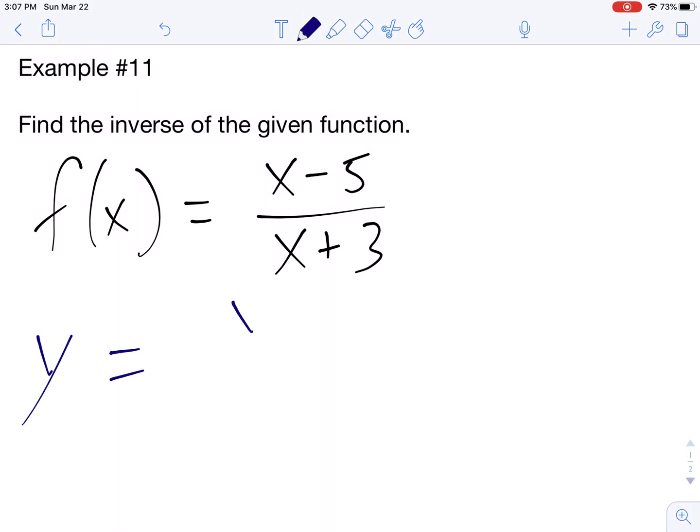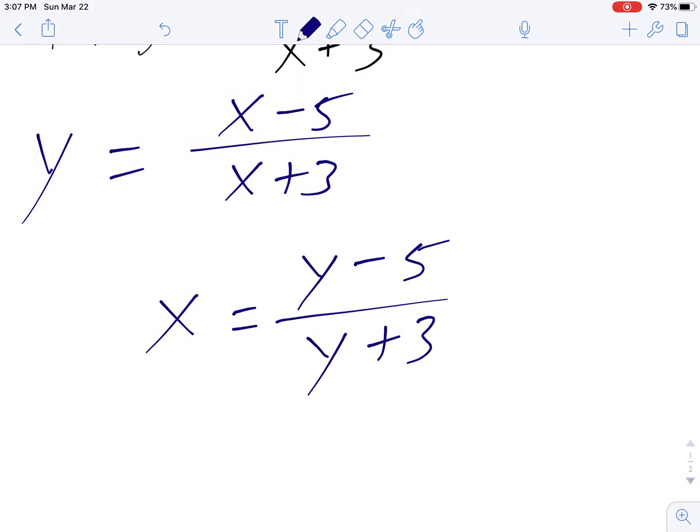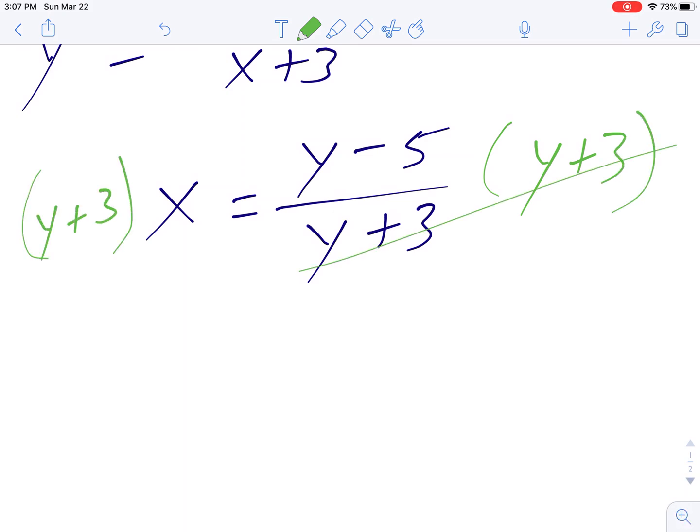So we set it equal to y. Some of you are probably going to combine these first two steps. Then we replace the y with the x and the x with the y. And then it's just a matter of solving for y. Now this is about as difficult as they get as far as the problems go in this class, or in this section at least.